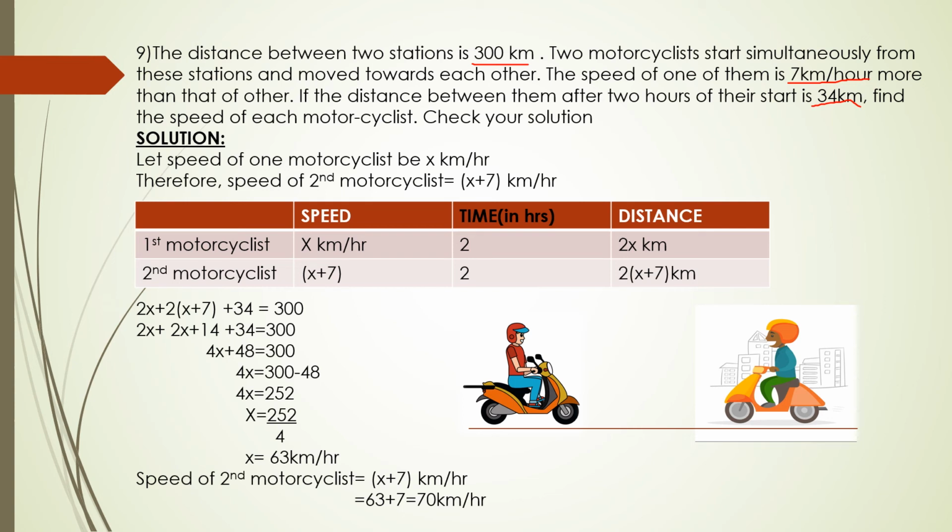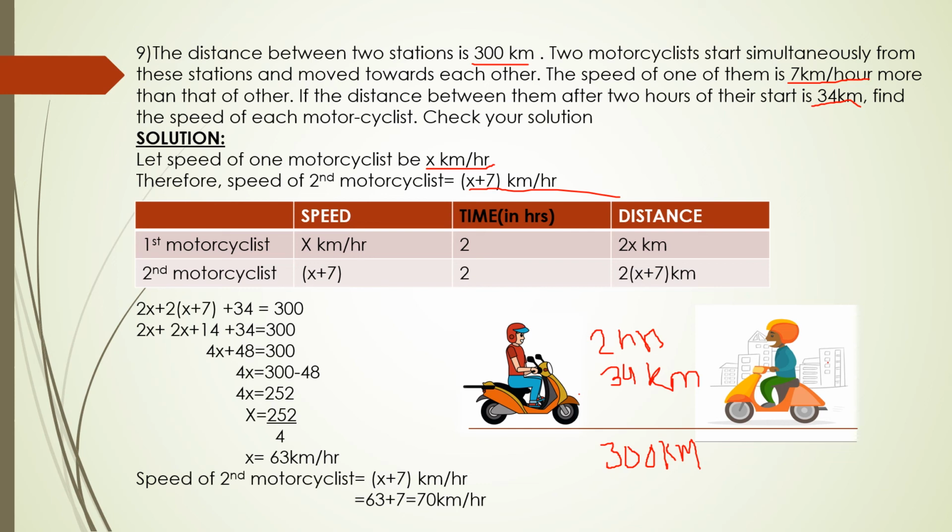Children, if you look in the figure, you can see two people riding and moving towards each other. The total distance between them is 300 kilometer. After 2 hours, the distance between them is 34 kilometer. Let us start with the solution. The speed of the first motorcyclist I have taken as x kilometer per hour. So the second motorcyclist would be x plus 7 kilometer per hour.